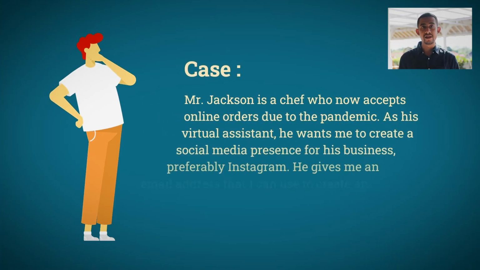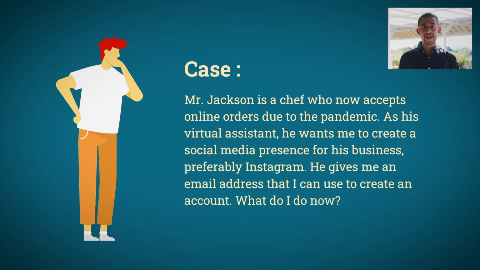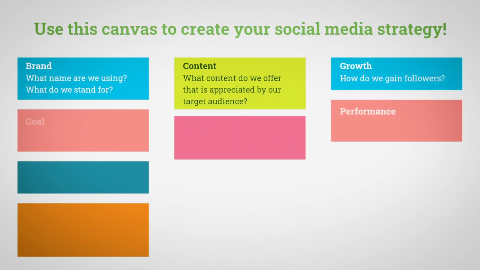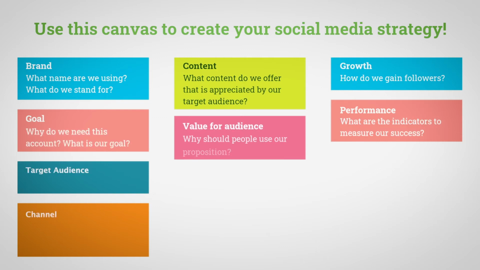His name is Jackson. He now accepts online orders. As his VA, he wants me to create a social media page for his business, preferably Instagram. He gives me an email address that I can use to create an account. So, what do I do now? First, I will create a canvas and use it to draft my social media strategy for 1 year. It looks like this. You can easily create it on Microsoft Excel, Google Sheets, or Google Docs.